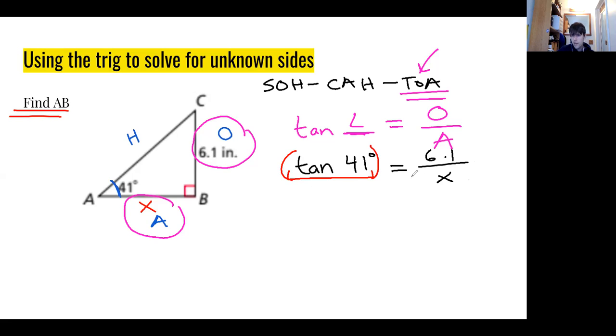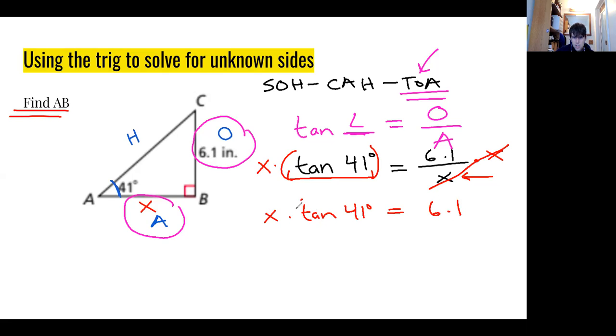So how do we solve for x? Right now, this is actually one of the more complicated versions of this equation. We have the unknown down in the denominator of a fraction. So to solve this, we have to get it out of there. We have to perform a little bit of algebra. We have to multiply both sides of our equation by x. That's going to get it out of the denominator and put it over here on this other side. So we have x times the tangent of 41 degrees is equal to 6.1.